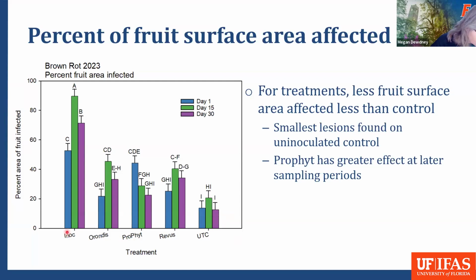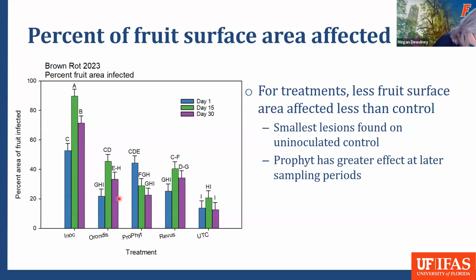For our inoculated untreated control, you could see that we got more disease on that second and third date, but it looks a lot like what we saw with the incidence. And here we have almost 90% of the fruit surface affected. That means it's really hard to pick those fruit up because they're so soft and squishy, quite revolting.